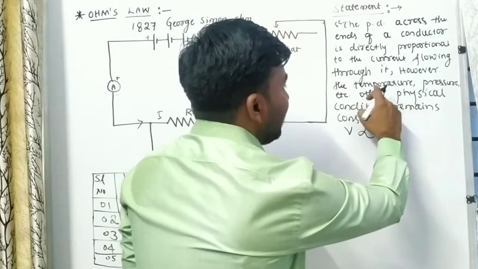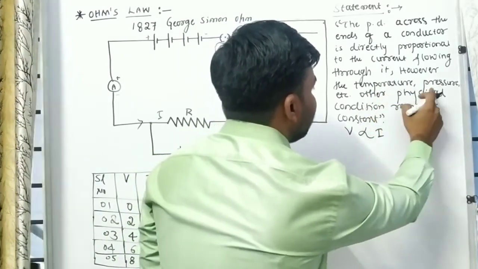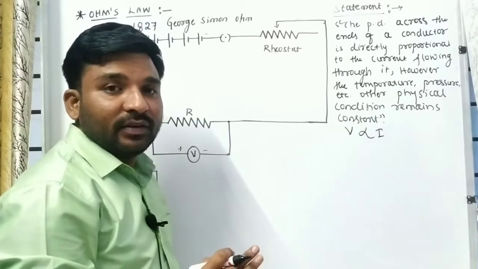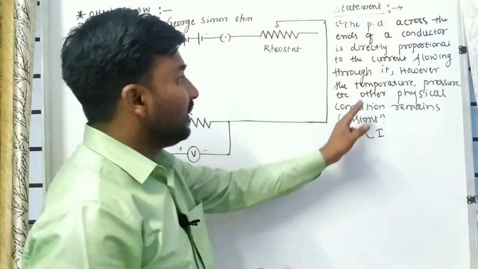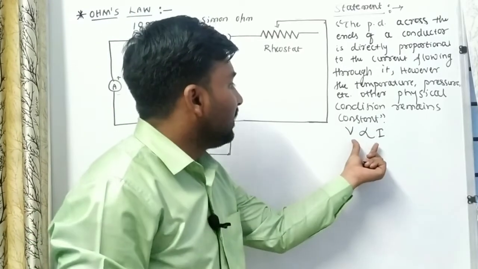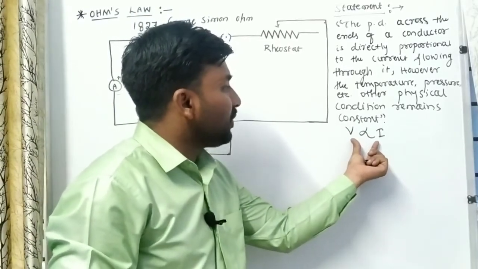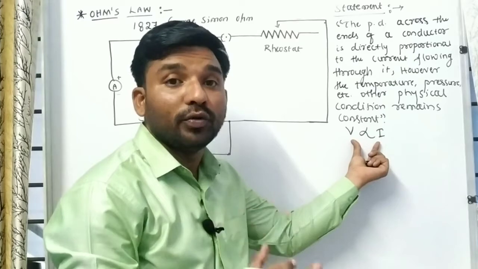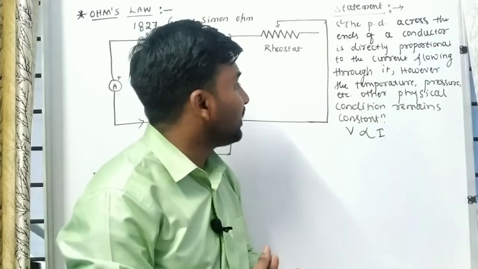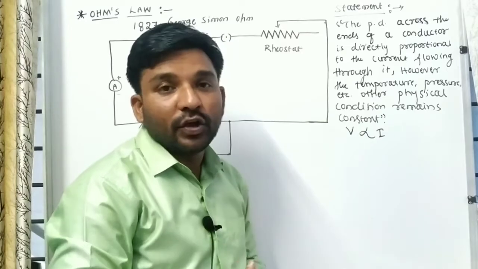And here the other physical conditions like temperature and pressure should be constant. So there should be no change in the temperature and the pressure. If we change these, V is directly proportional to I does not hold good. So we need to keep in mind that the temperature and the other physical conditions should be constant.